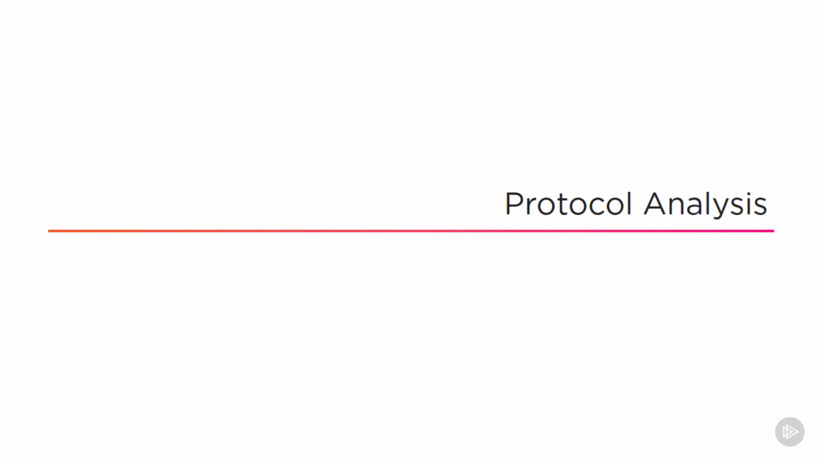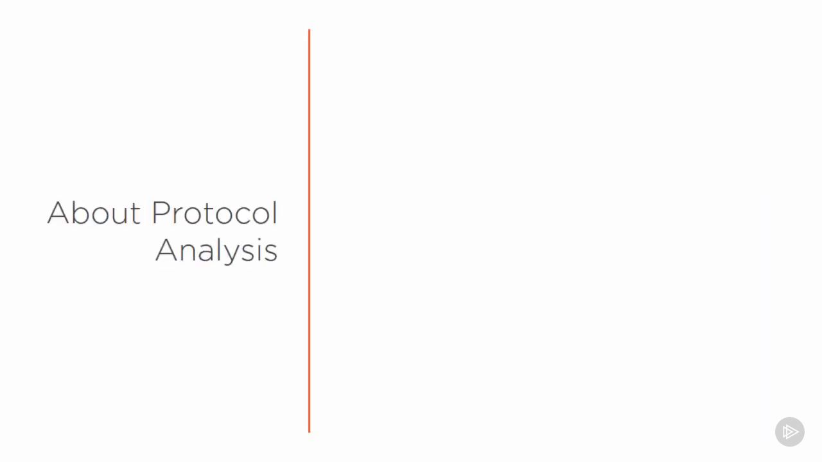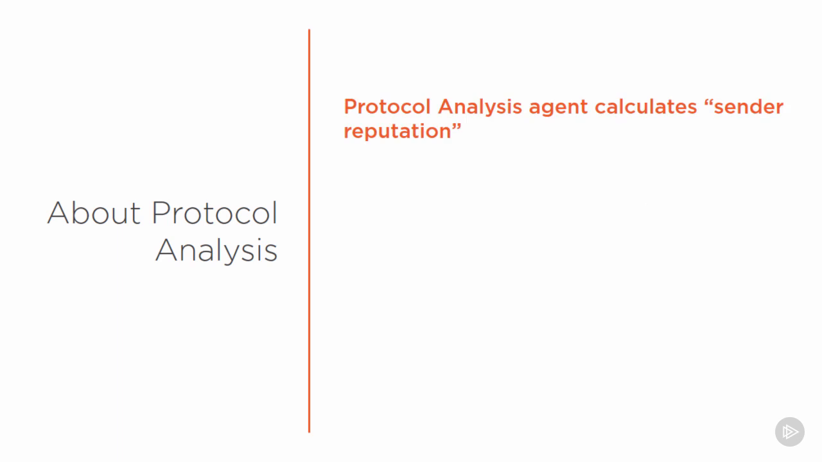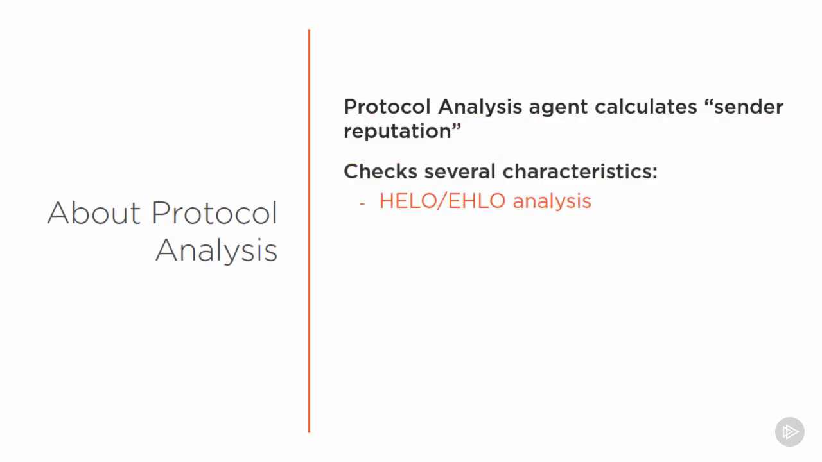The protocol analysis agent is quite an interesting one. This is the agent that works out the sender reputation level. Sender reputation is made up of several factors that are analyzed by the protocol analysis agent. The HELO or EHLO domain is checked because spammers will often forge multiple different names when sending from the same IP address. So the protocol analysis agent is able to pick up on suspicious behavior from the same IP address.